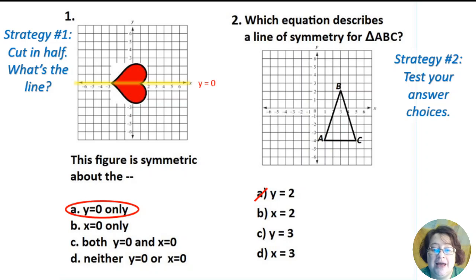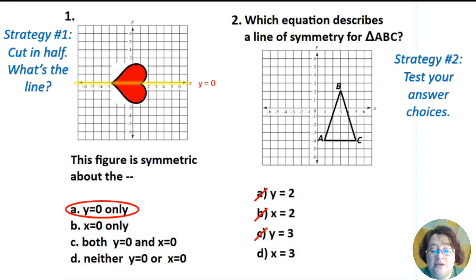Answer choice B, x equals 2. So let's draw a line at x equals 2. There's a vertical line here. I see it's not in the middle. It does not cut it in half. So that doesn't work. We'll mark out B and move on to answer choice C. Y equals 3. That's a horizontal line where y is 3. And I see that doesn't even go through the figure. Not an answer. So we're going to mark that one out and move on to D.